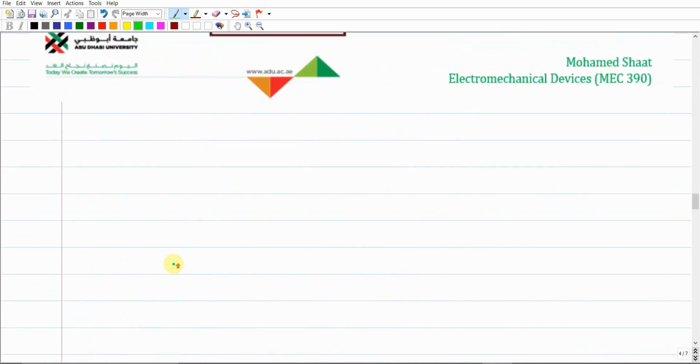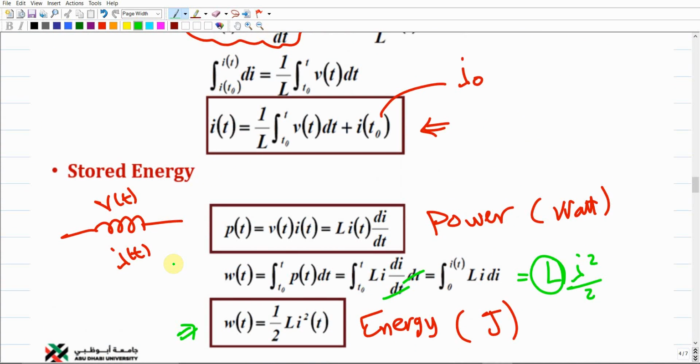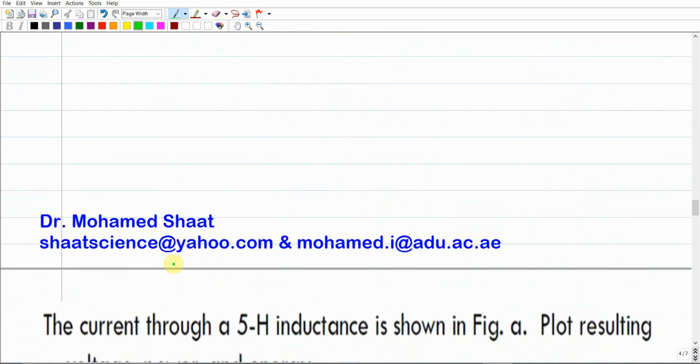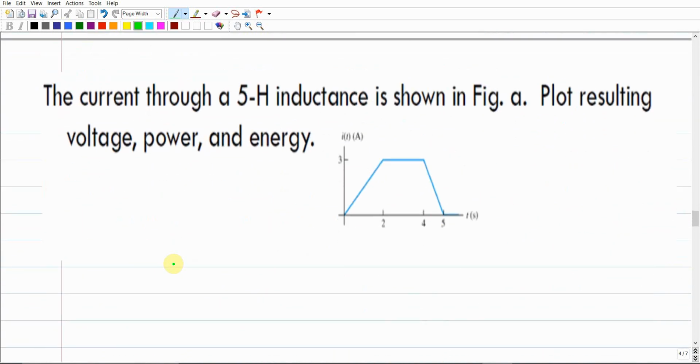So now let us consider this example, which is typically the same thing that we already did before for the capacitor. We're going to do it here for the inductor, but we're going to use these new expressions. For this one, the current is given as a function of time in this graph, with time in seconds and current in amperes. The current through a 5 Henry inductance is shown in the figure. It is required to plot the voltage, the power, and the energy of this inductor.